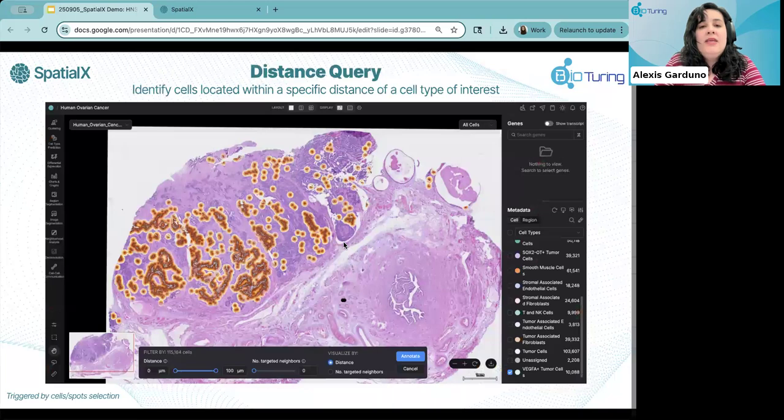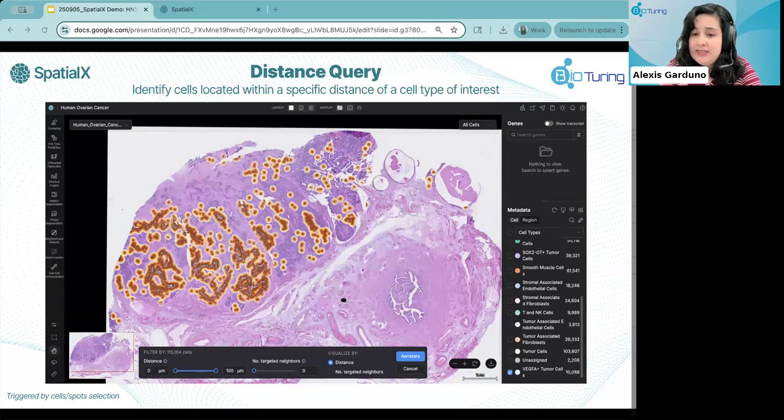Okay. The next feature, which is also one of the advanced features in the system, is distance query. What this tries to do is identify what cells are located within specific distances of a cell type of interest. In this case, since we're looking at a study that profiled TCR receptors, we can look at different CD8 T cell exhaustion and proliferative populations, and their spatial proximity to other immune cells or even tumor cells in the tissue.